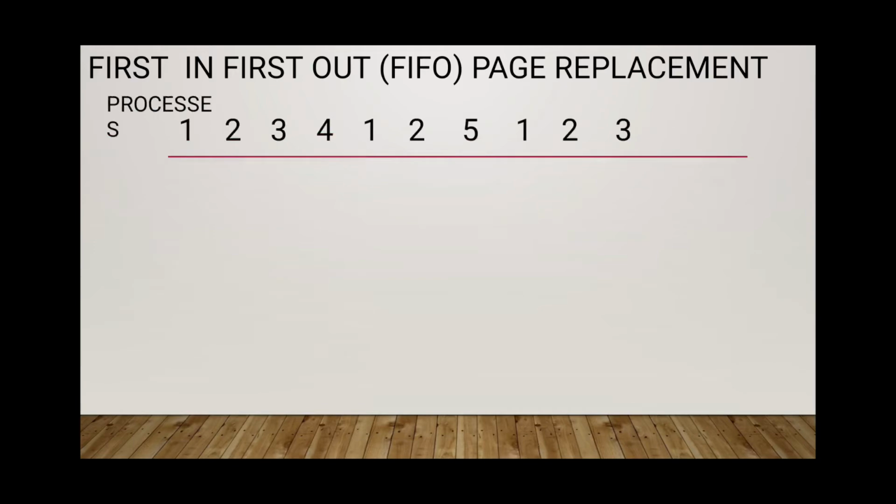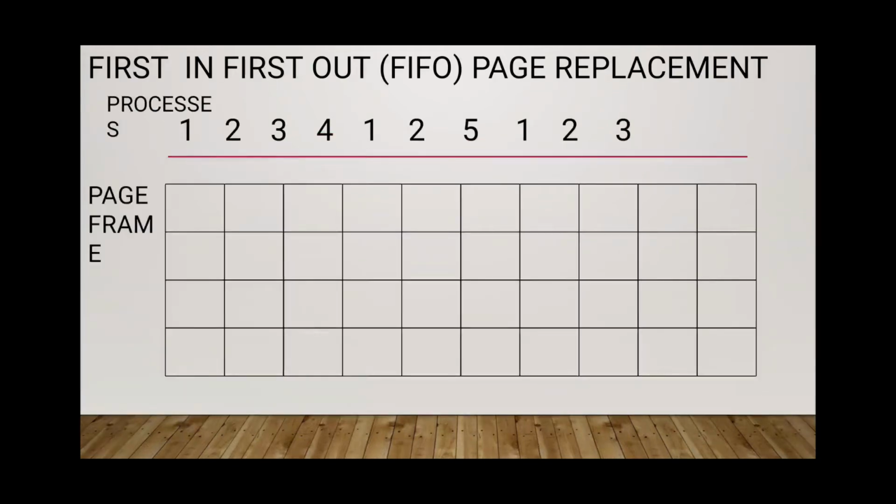These are the processes or the pages. Then this is the page frame that can be found in the memory. The page table is the data structure used by a virtual memory system in a computer operating system to store the mapping between virtual addresses and physical addresses. So the first process is page 1. Since the table is empty, we put it in, and since 1 is not on the table, it means it has a page fault.